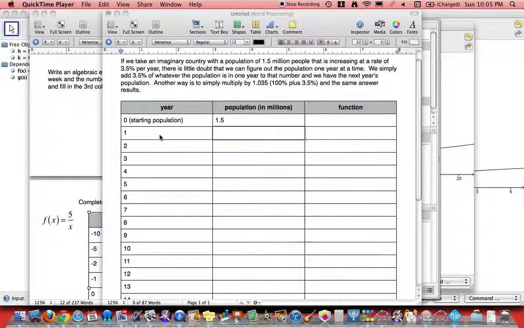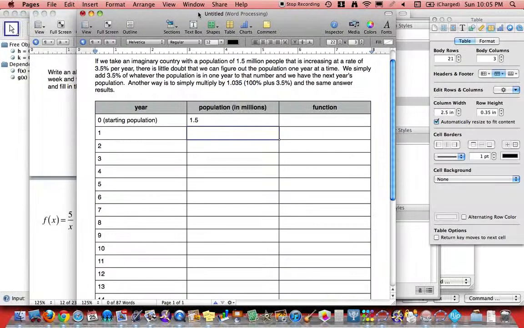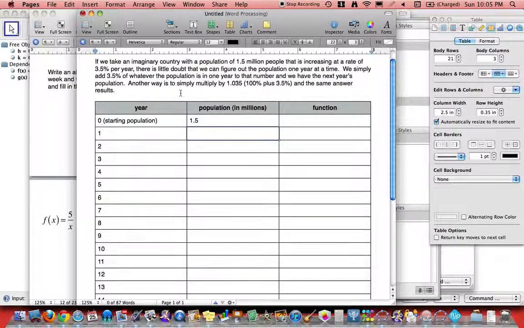So let's talk a little bit about exponent functions and log functions. First of all, understanding how an exponential function might look is crucial. So let's talk about the situation here. We've got an imaginary country with a population of 1.5 million people, increasing at a rate of 3.5%.